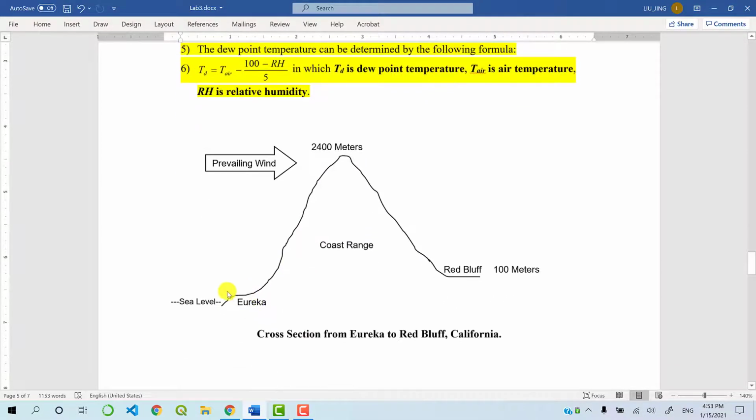As you know, once the air parcel is forced up, it will get cooled, right? Because number one, you have lower and lower air temperature. You will also have lower and lower air pressure, and when you reduce the air pressure, your air parcel will expand. When it expands, this is the adiabatic cooling process, right? The temperature will decrease. This side we call the windward side, and on the other side we call the leeward side.